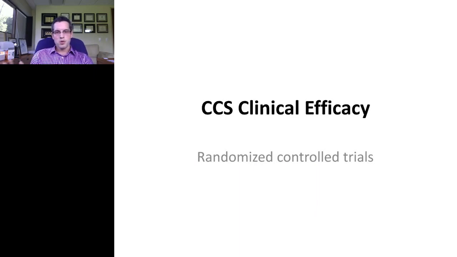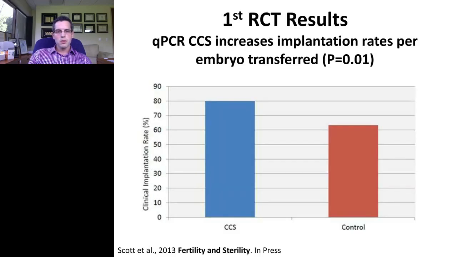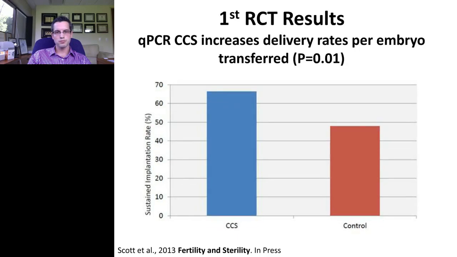Another important set of experiments are randomized controlled trials to actually demonstrate the expected clinical benefit in the way in which the assay will be used clinically. The first randomized trial that was performed was with qPCR-based comprehensive chromosome screening, and we demonstrated an increased implantation rate per embryo transfer that was, in fact, significant. Almost 20% improvement when using CCS compared to patients randomized to the control group.